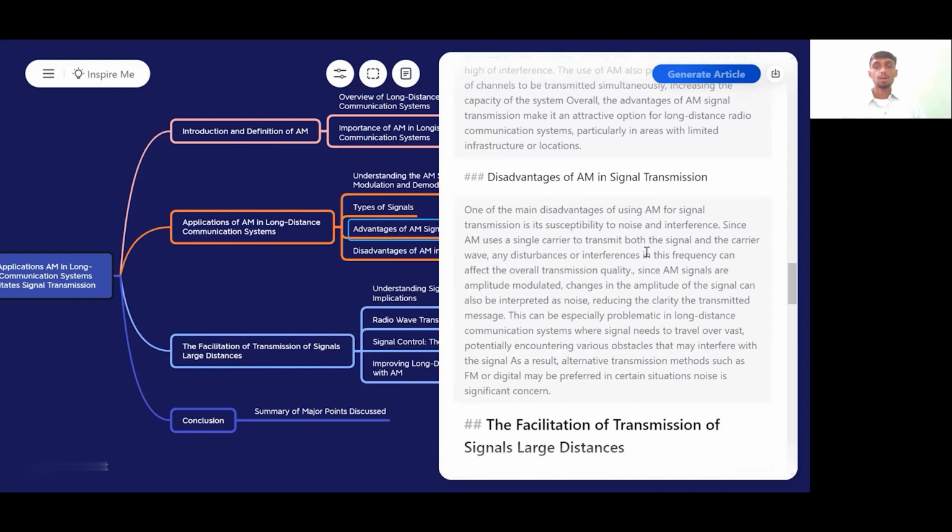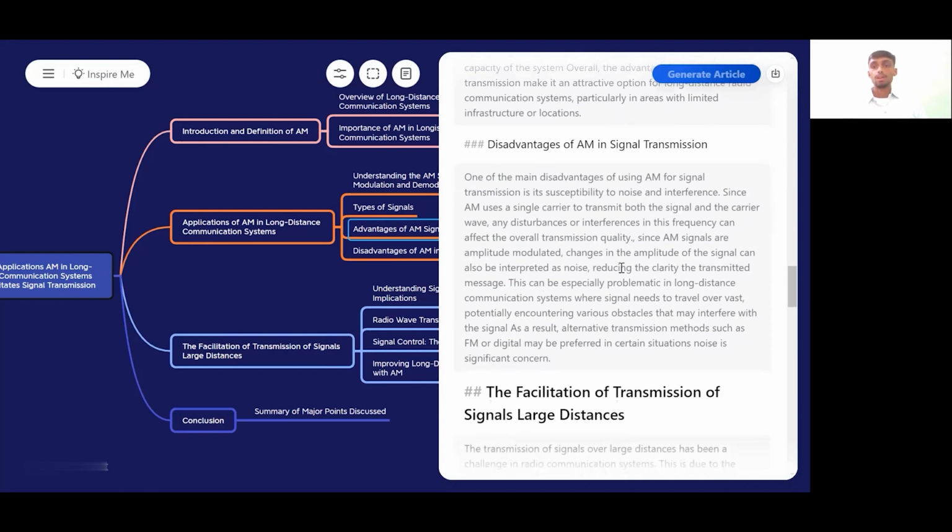Since AM signals are modulated by changes in amplitude, the signal can also be affected by noise, reducing the clarity of transmitted messages. This can be especially problematic for long distance communication systems, where the signal needs to travel over vast distances, encountering various variables that may interfere with the signal. As a result, alternate transmission methods such as FM or digital may be preferred in certain situations where noise is significant.